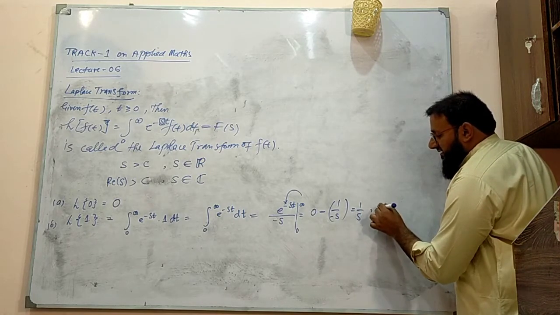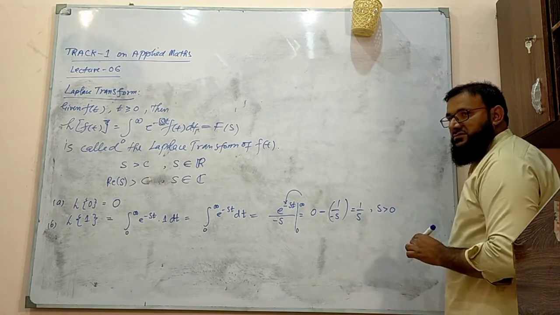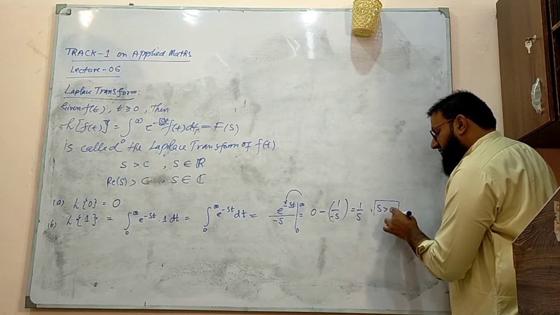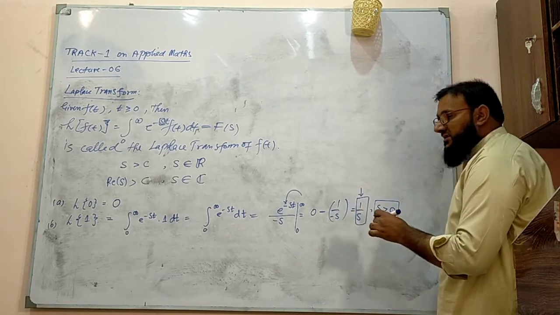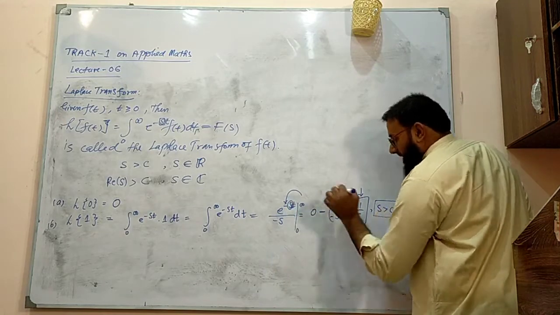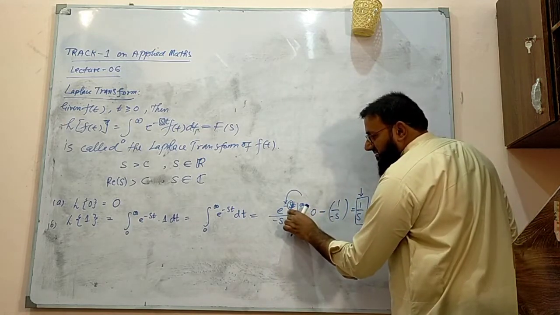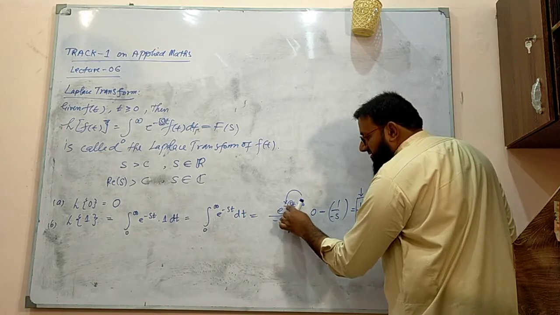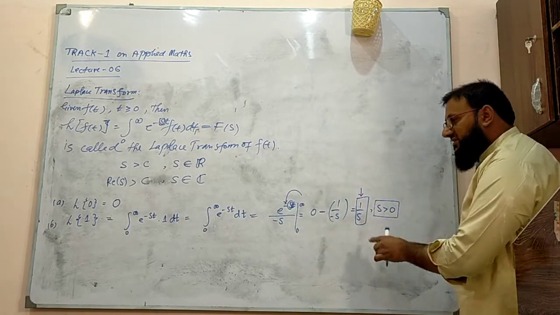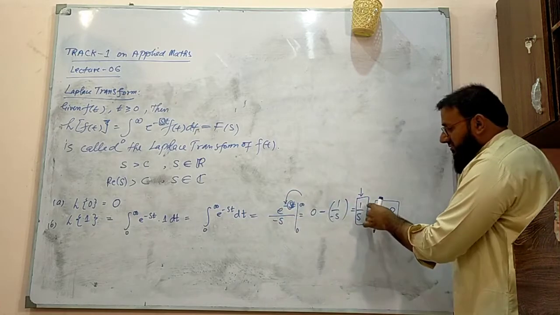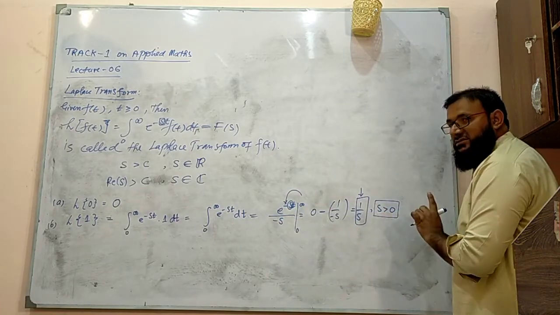And this is only valid when s is greater than 0. Why greater than 0? It is not clear from this, but it is clear from this. When s is greater than 0, then this exponential at infinity will converge. If s is something else, then it will diverge. So 1 over s, and s should be greater than 0.